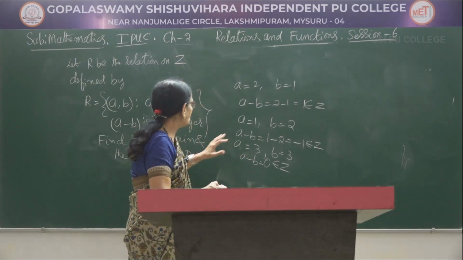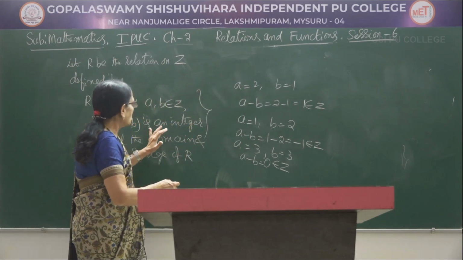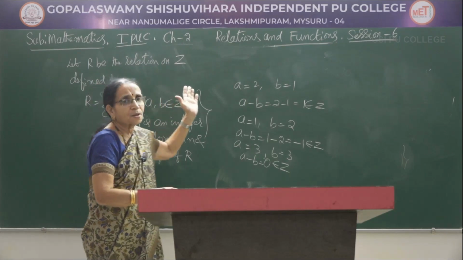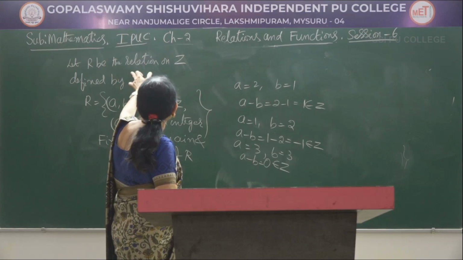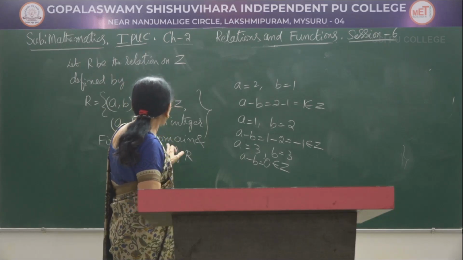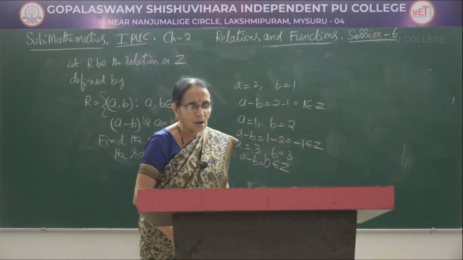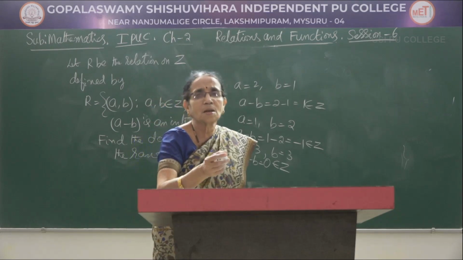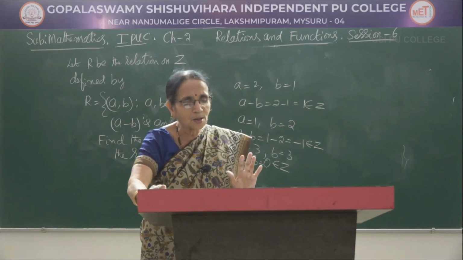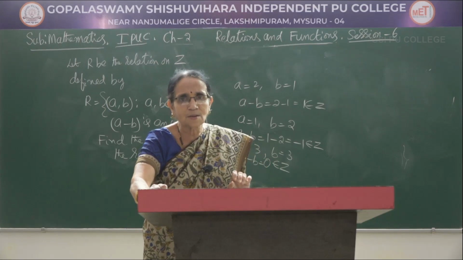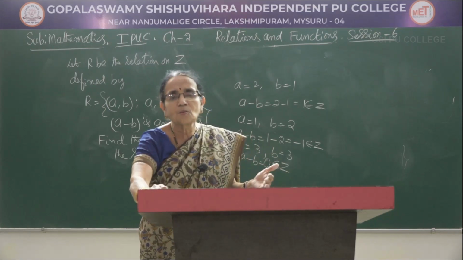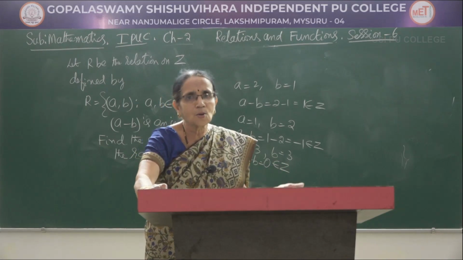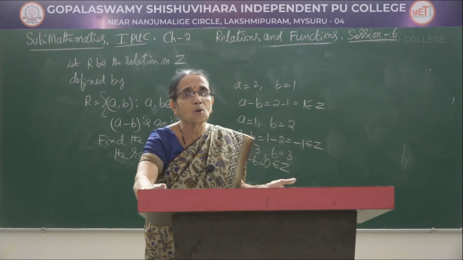That means the domain, of course, is the set of integers only. What we have to calculate: let R be the relation on this set. Find the domain and the range of that one. What can be the first element here? Domain means it is a set of the first elements, isn't it? So any value can be given for A. A can take negative values, positive values, and 0 also.